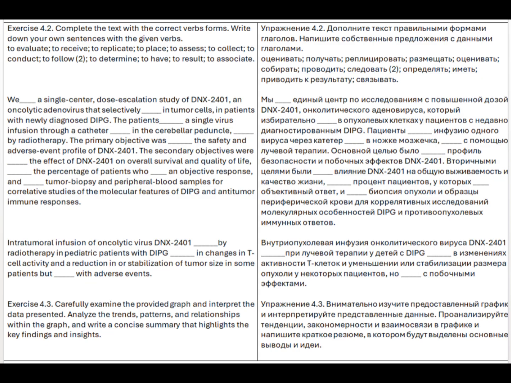The secondary objectives were the effect of DNX 2401 on overall survival and quality of life, the percentage of patients who an objective response, and tumor biopsy and peripheral blood samples for correlative studies of the molecular features of DIPG and antitumor immune responses. Intratumoral infusion of oncolytic virus DNX 2401 by radiotherapy in pediatric patients with DIPG changes in T-cell activity and a reduction in or stabilization of tumor size in some patients, but with adverse events.